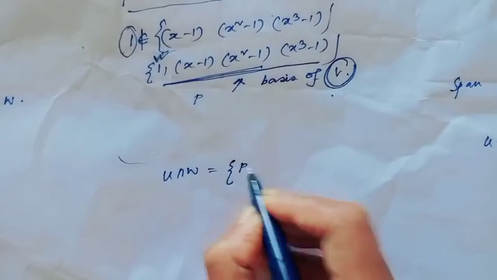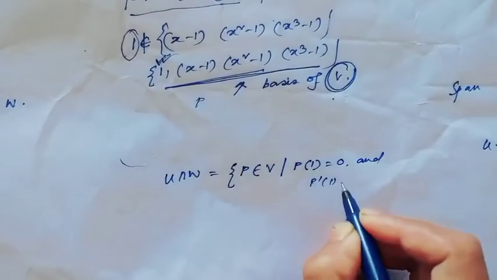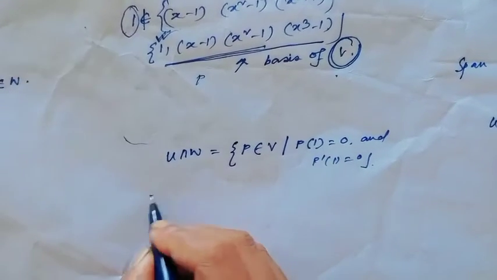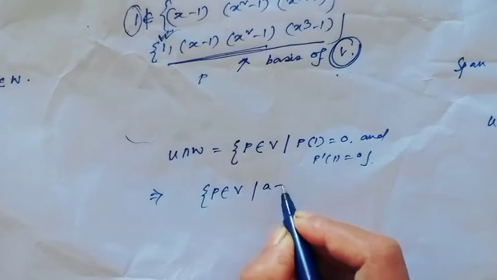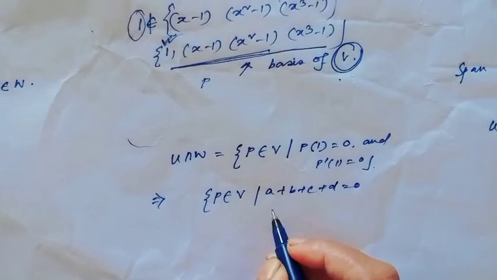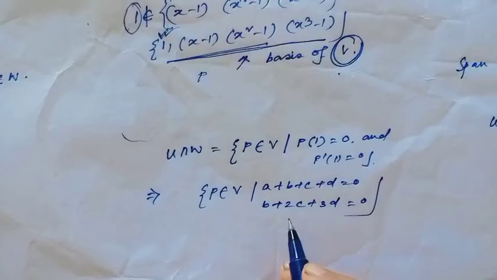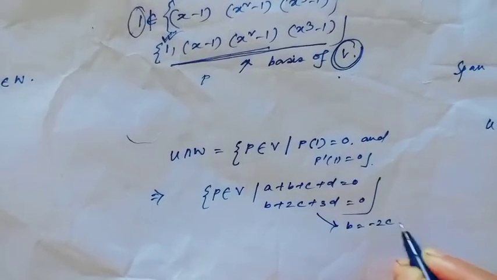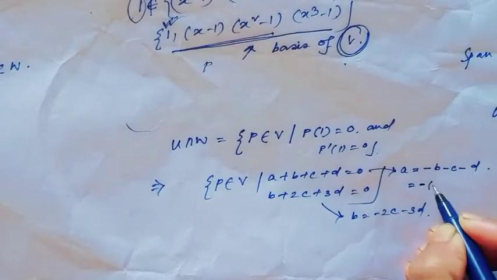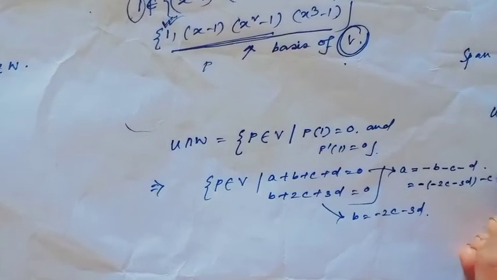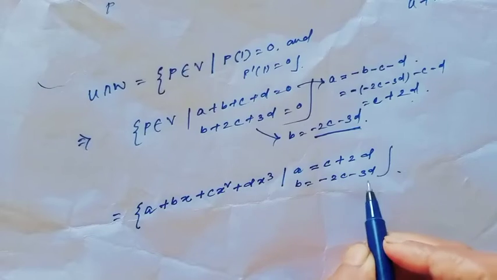And this is actually the set containing p belongs to V such that p(1) equals 0 and p prime 1 equals 0. The subspace U intersection W, that means this is actually p belongs to the vector space V such that p(1) means I have got a plus b plus c plus d equal to 0, and p prime 1 means I have got b plus 2c plus 3d equal to 0. And from this, b equals minus 2c minus 3d. And a equals minus b minus c minus d. Now put the value of b here. Then this would be minus 2c minus 3d minus c minus d, which implies a equals c plus 2d. So I have got a equals c plus 2d, b equals minus 2c minus 3d.